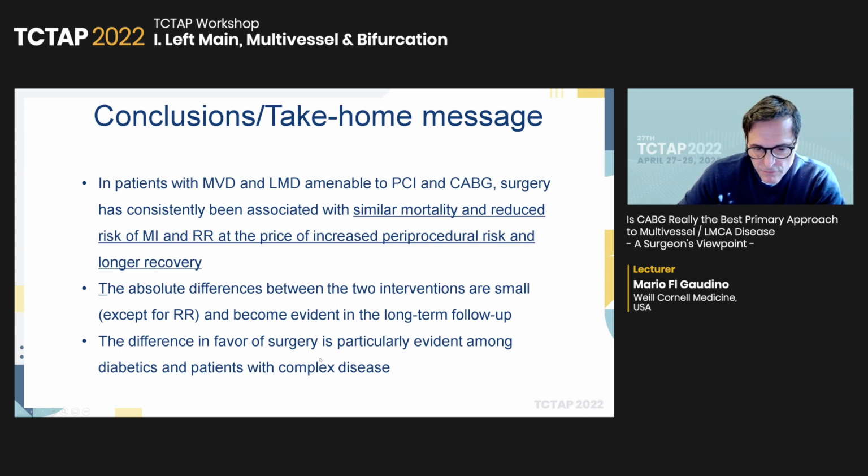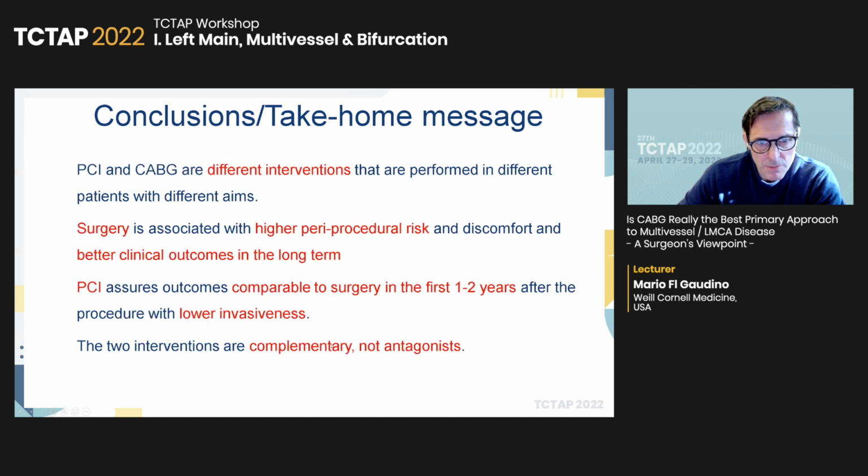And the difference in favor of surgery is particularly evident among diabetics and patients with complex disease. PCI and CABG are different interventions. They are performed in different patients with different aims. With surgery, you have a higher procedural risk, but then better clinical outcome in the long term. PCI assures outcomes that are comparable to surgery in the first years, with lower invasiveness. The two interventions are complementary, not antagonistic.